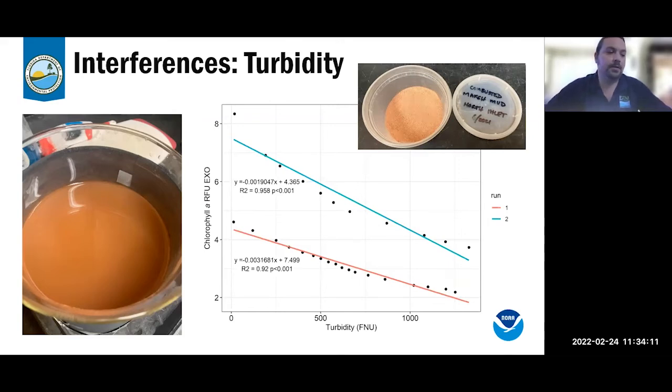I ran 2 trials using combusted marsh sediment, both resulting in a linear negative correlation between chlorophyll fluorescence and turbidity. Efforts were made to test the theoretical expected range of turbidity seen within our estuarine environments, up to about 1,000 FMU.